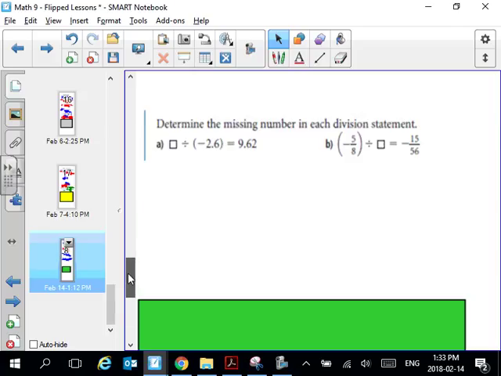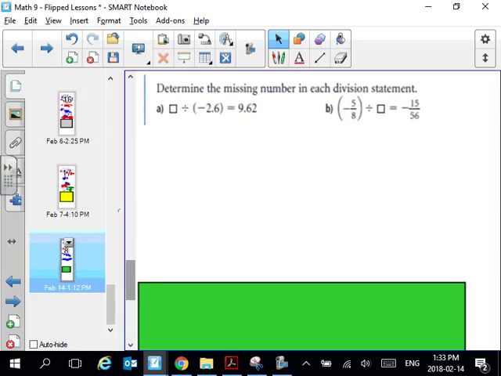Okay, so now we're going to look very quickly at a little bit of a, not a mind bender, but a different way to think about mathematical problems. So what they want you to do is understand the relationship between dividing and multiplying. So what we have here is a division statement. Some number divided by negative 2.6 equals 9.62. But we don't know what that number is. Oh my goodness, it's an incomplete equation. Everybody panic. Well, no. I know that the opposite of dividing is multiplying.